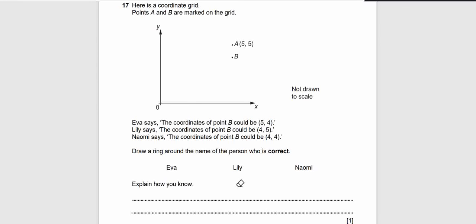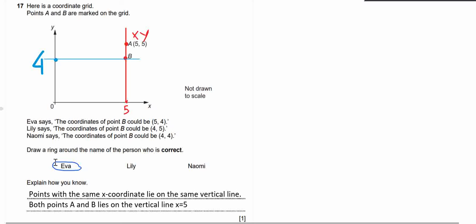Alright guys, let's check out the answer. So in here we say Eva, since Eva reasons points with the same x coordinate lie on the same vertical line. Both points A and B lie on the vertical line of x equals 5. So A and B would make a vertical line towards the x-axis. It will cut 5 on the x-axis. So it means the x part is the same. It will be Eva. Eva says 5, 4. So x part is 5. So Eva is correct. Let's move on.